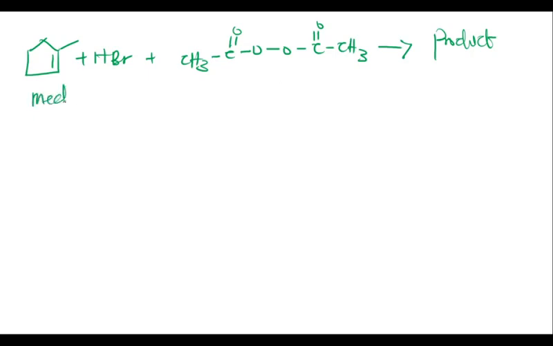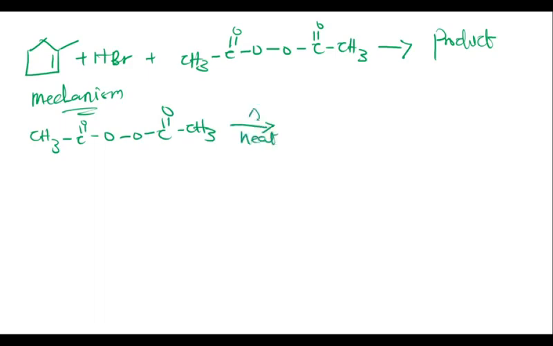So, mechanism. First of all, we know the peroxide over here, CH3, C double bond O, O, O, C double bond O, CH3, will undergo homolytic cleavage in the presence of heat. Don't forget this, in the presence of heat, to form the alkoxy radical. So in this case, we are going to have this CH3. Mind you, this will undergo the homolytic cleavage like this, so the electrons have been shared. So we have this O, then O with the radical over here. So we have two of this.